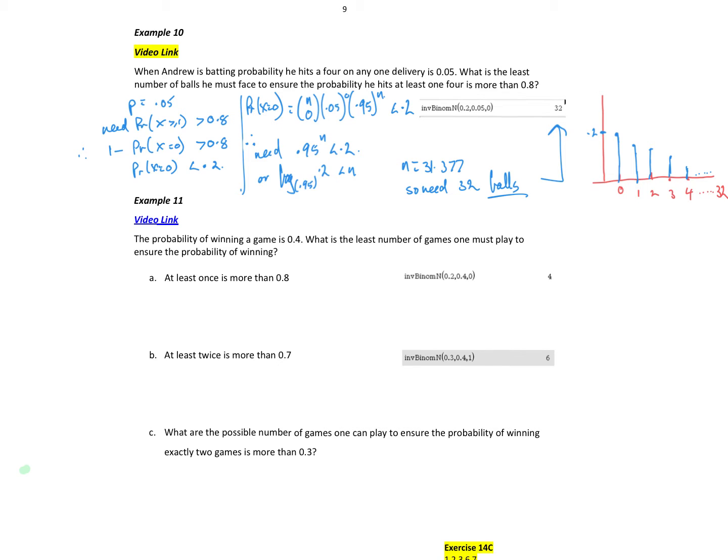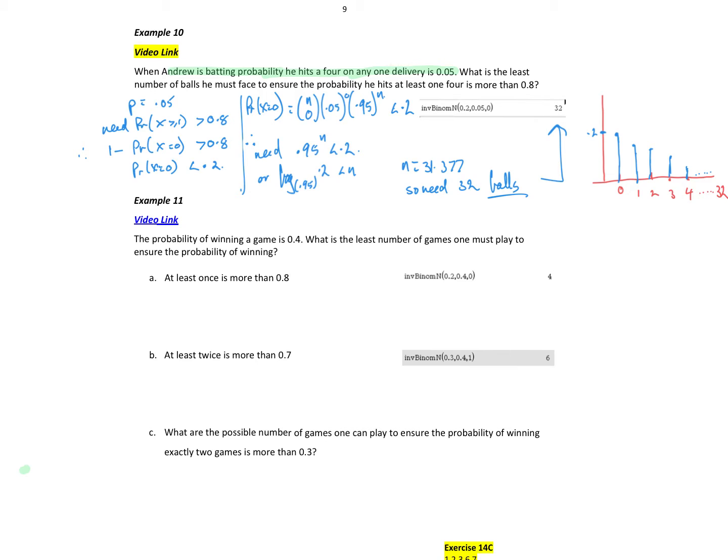Okay, so let's have a look. This is a typical example where we're trying to find the number of trials we need to have. So when Andrew is batting, the probability he hits a 4 on any one delivery is 0.05. What is the least number of balls he must face to ensure the probability he hits at least 1 four is more than 0.8?